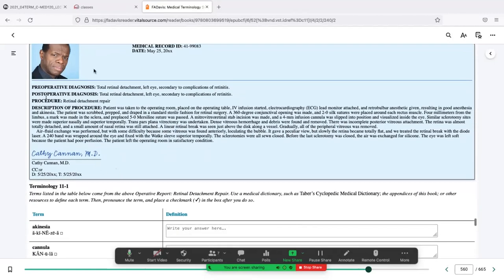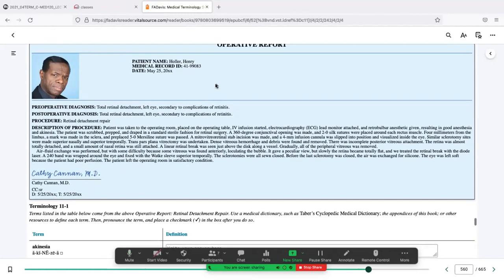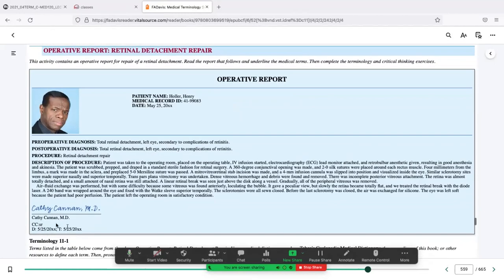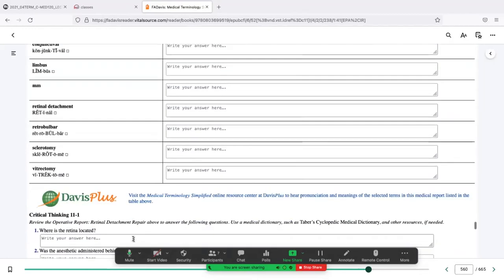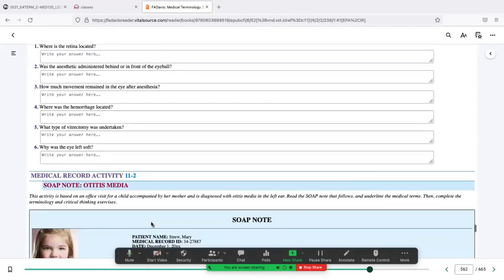All right. And who was the surgeon? This is an operative report. So Dr. Kanan did it. I could ask that. Who did it? What did they do? When did they do it? Where did they do it?